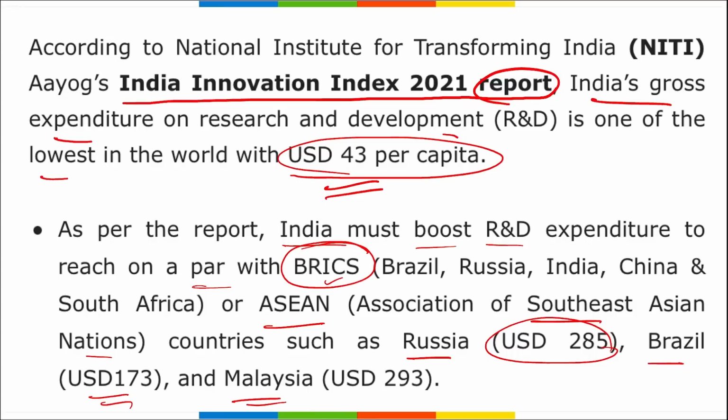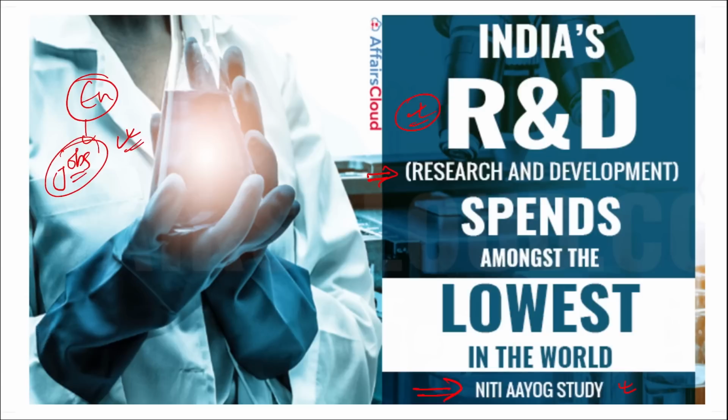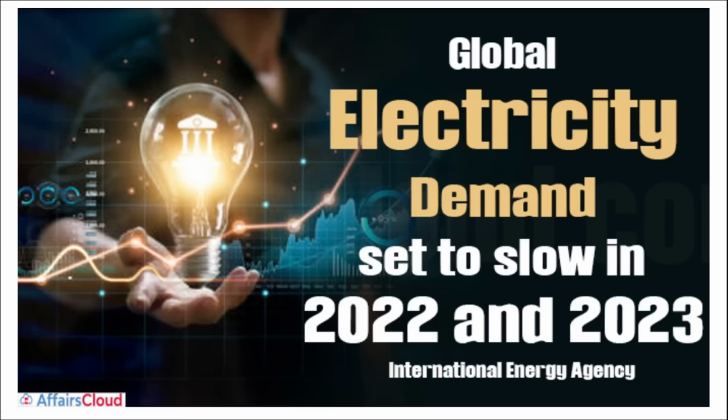Also remember, Karnataka has emerged as the best state among the major states, and Manipur is the best performer among the northeastern and hilly states, as well as Chandigarh is the top performer among the union territories. So according to the report of Niti Aayog, India is one of the least spenders in the world in terms of research and development.